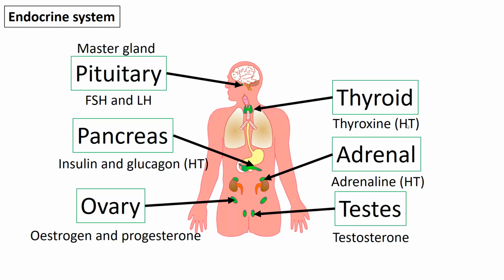Adrenal glands, just on the kidneys here, will actually release adrenaline. Again, you would need to know about that function for the higher tier paper. And in males, we have testes, which are the male glands which release testosterone. Again, you've probably heard about that hormone before.